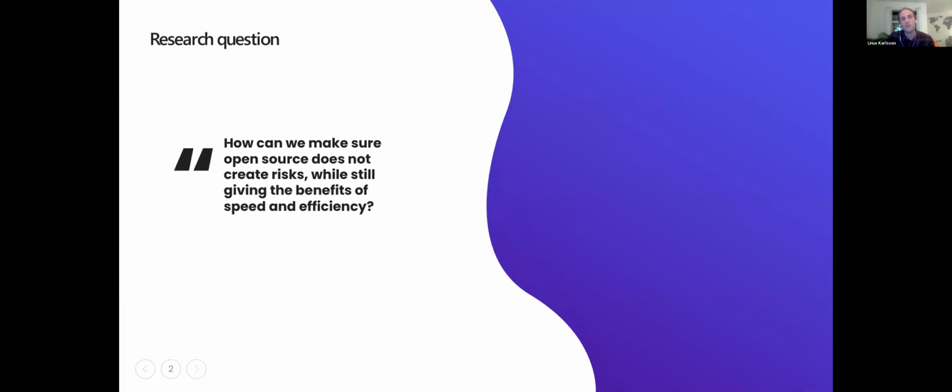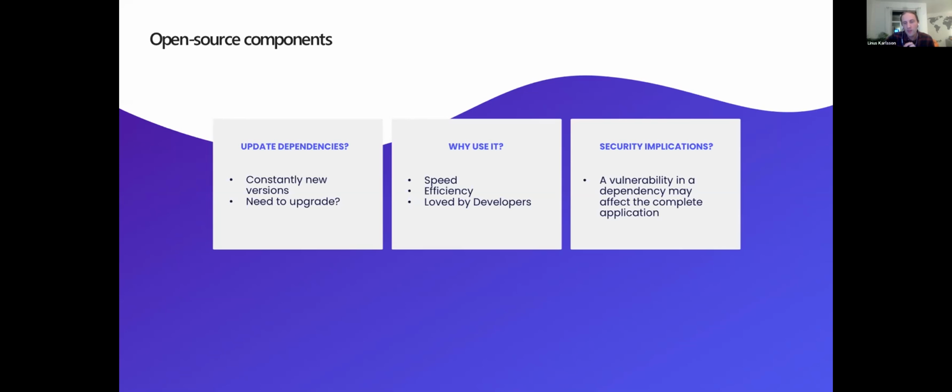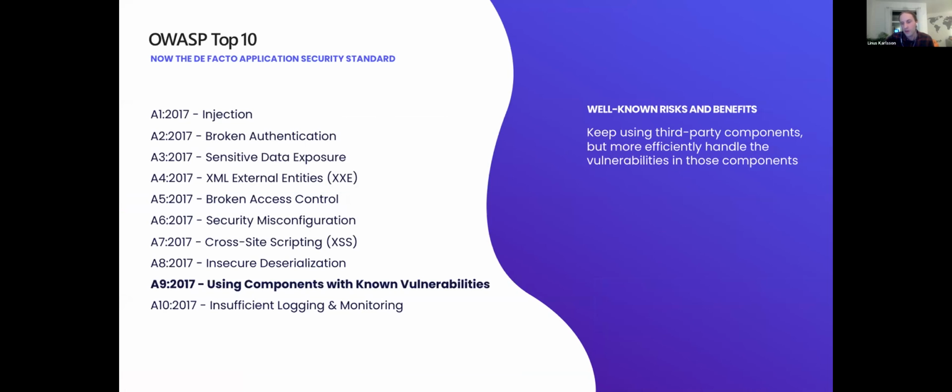The research question in this project was, how can we make sure open source does not create risks while still giving the benefits of all the speed and efficiency you get from pulling in third-party components? This research project was also the basis for the founding of the company Debricked itself. So this is at the core of what we are looking at in the company as well.